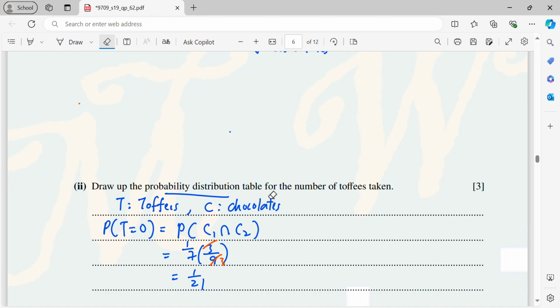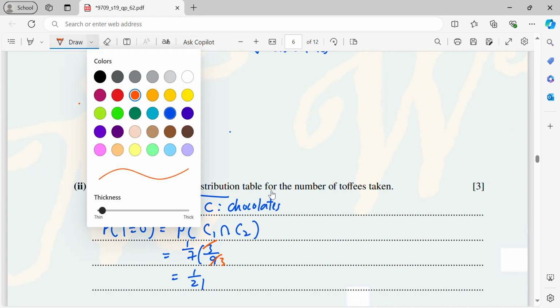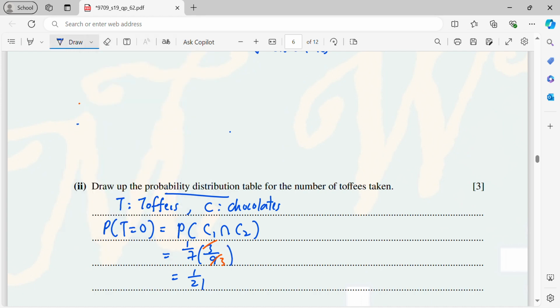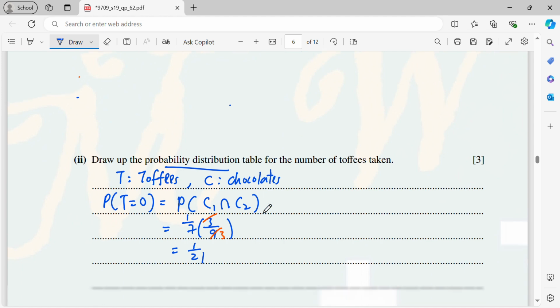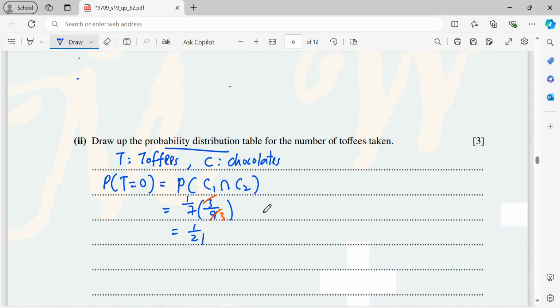Okay, so then from here, I need to calculate when PT equals 1. PT equals 1 means that for the 2 draws, you get 1 toffee. So that one you have to consider maybe the first draw or the second draw. The easiest way is I do not calculate that. I will just calculate T equals 2. So when PT equals 2, it means that on the first draw you get the toffee, and the second draw also toffee.